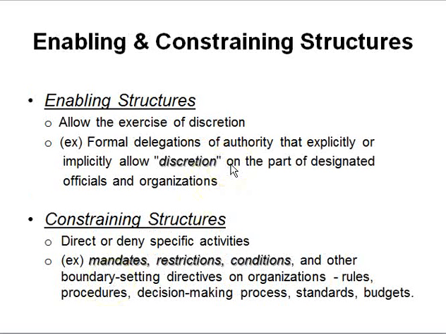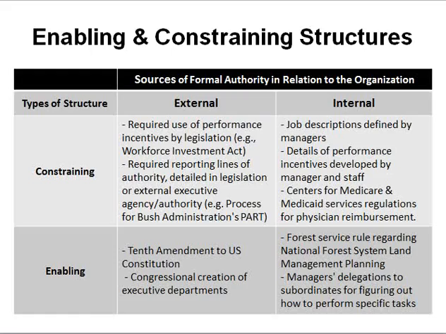In response to environmental shock and environmental change, there are two different ways of structural change in public management. Public managers can enable structure, which means allowing the exercise of discretion internally. On the other hand, they can constrain their own structure by using mandates, restrictions, conditions, something like that. According to the author, there are several divisions: external, internal, and constraining, enabling.